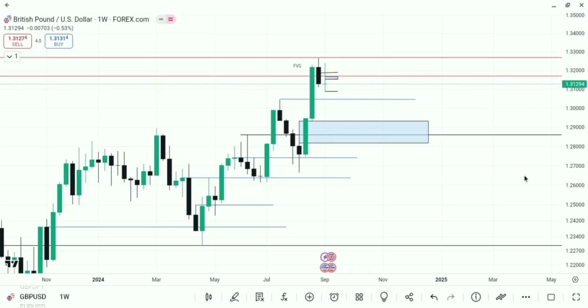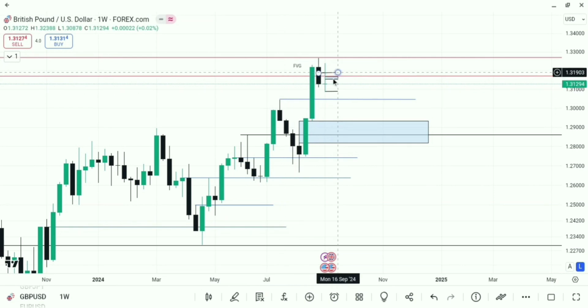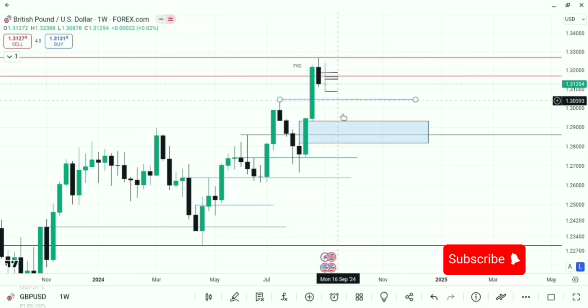So this is the fair value gap on the monthly time frame. As you can see, look the way it respected the fair value gap. So this is basically a mitigation block, so it might mitigate this block, but this is what I'm expecting to go to this place. But definitely it will respect this zone because it's a resistance zone.